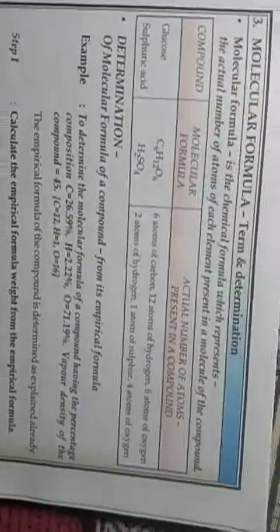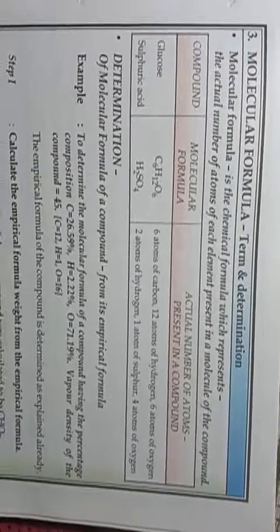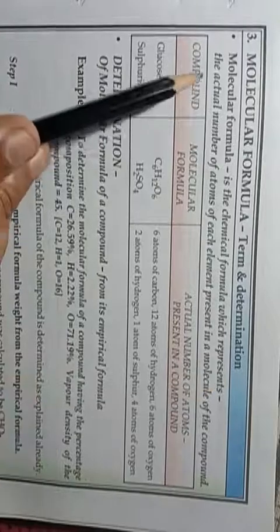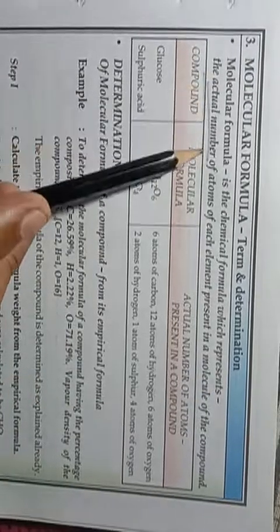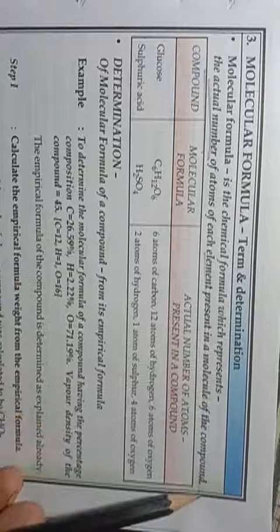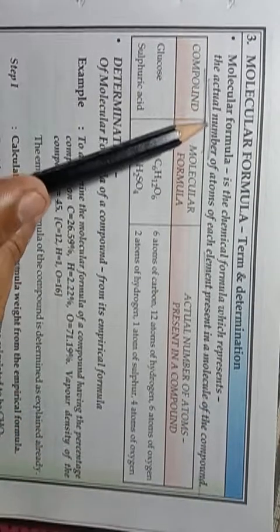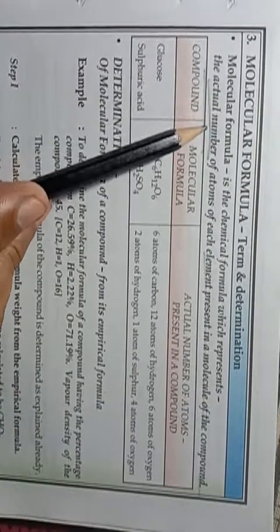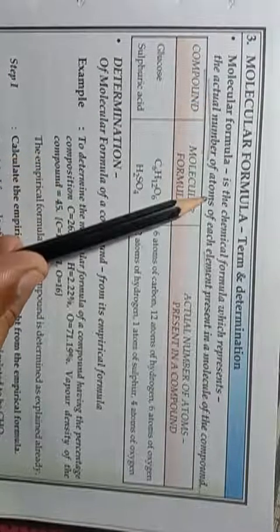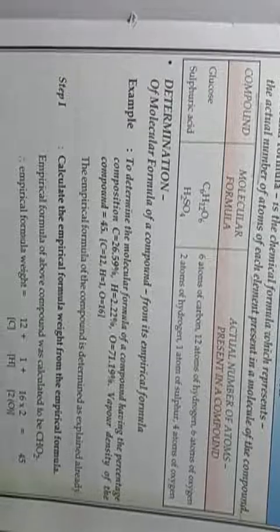Okay, now after this, molecular formula. So molecular formula is the chemical formula which represents the actual number of atoms of each element present in a molecule of the compound. So empirical formula is showing the simple ratio, and molecular formula is showing the actual number of atoms. This is the difference.